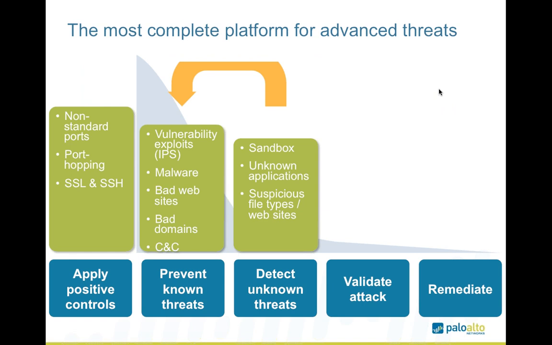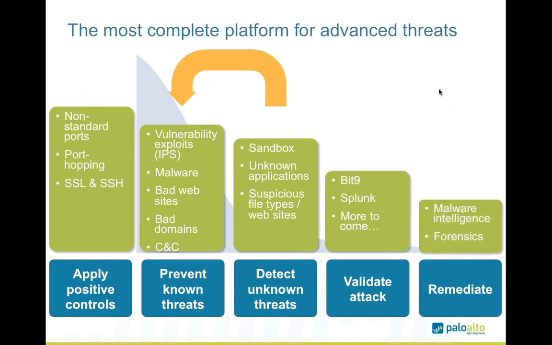So this is the only way really you can reduce the risk and then apply the protections for the known and unknown threats. And if you want to go one step further and validate the attacks, then we can integrate with our technology partners like Splunk, any SIEM technology, or if you have Bit9, for example, that you are using as a next generation endpoint security, as a whitelisting technology on your desktop. So we can integrate with those.